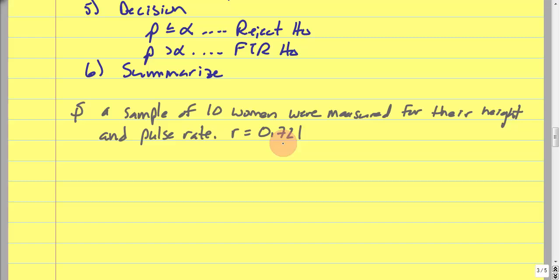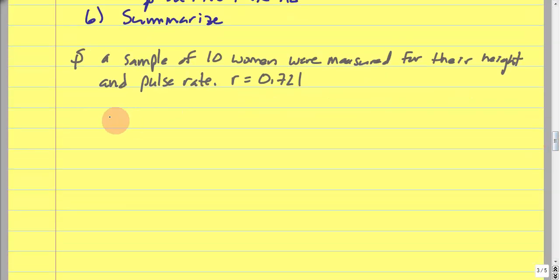So what we want to do is determine if there's sufficient evidence to support the claim that there's a linear correlation between height and pulse rate. So let's go through the steps. Let's use a value of alpha of 0.05, and I'm going to use the traditional approach here, so this is my critical value approach.